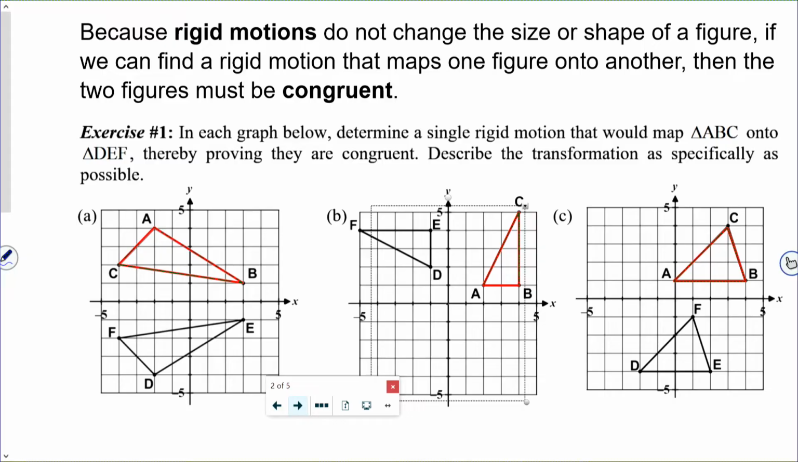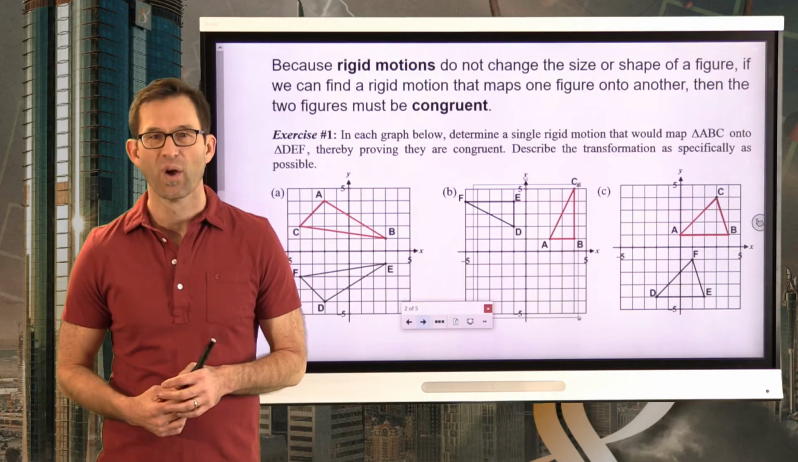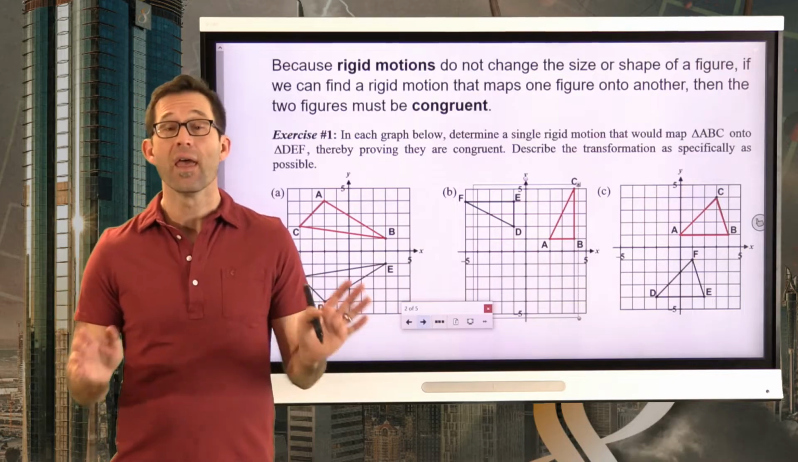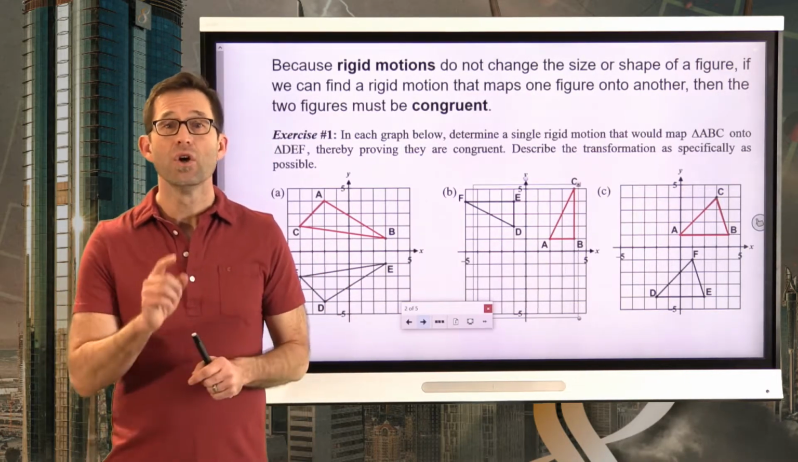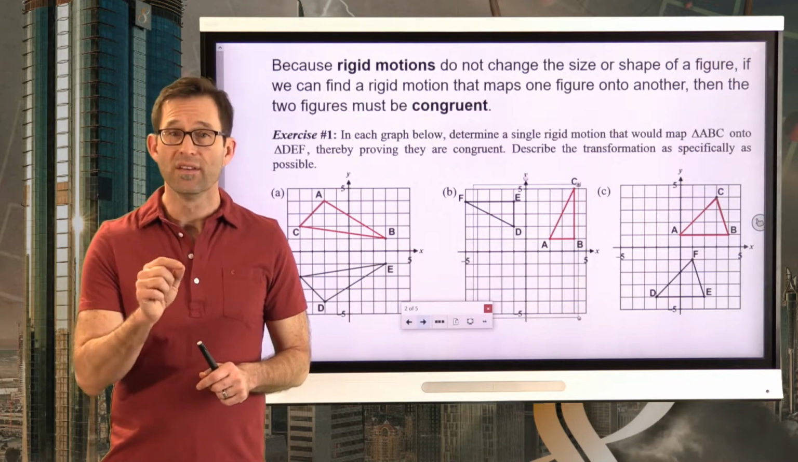In each graph below, determine a single rigid motion that would map triangle ABC onto triangle DEF, thereby proving that they are congruent. Describe the transformation as specifically as possible. Okay, so let's talk about what all that means. Keep in mind, we're always going from triangle ABC to image triangle DEF.